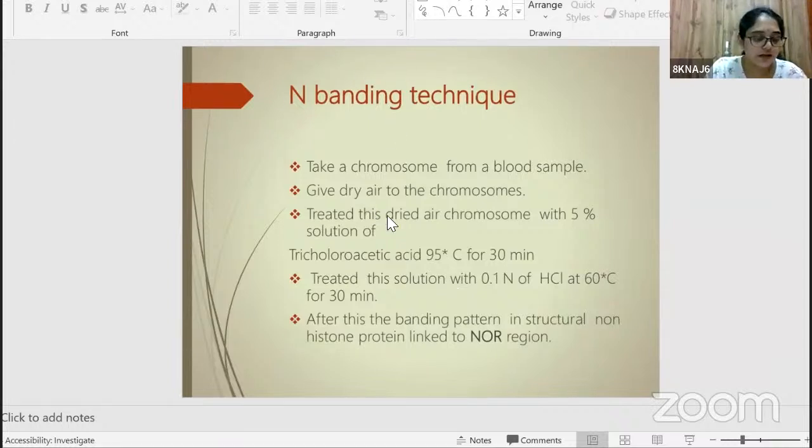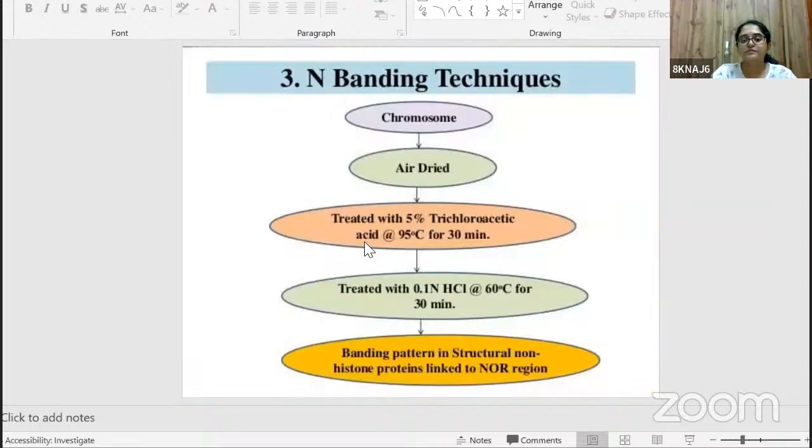So when it comes to N banding, you have to take the chromosome from the blood sample, air dry it, and then add 5% trichloroacetic acid, and then you add 0.1 normal HCl at 60 degrees Celsius for 30 minutes. Then you're going to get the structural non-histone protein linked to the NOR region, which is banded or which can be seen. So the banding pattern of the structural non-histone proteins linked to the NOR region is seen basically.